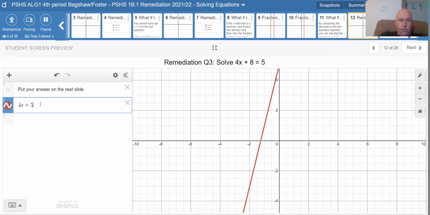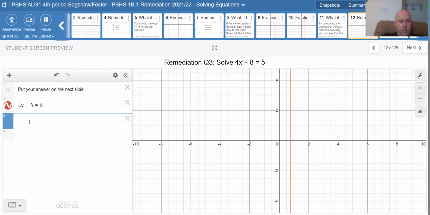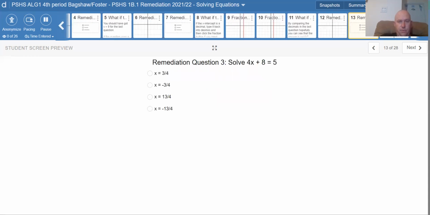So remediation, looking at some of the next ones, solve 4x plus 8 equals 5. So I'm just going to type this straight in. As it actually has an x in it, I can type in an x. It says 0.75. If I do need to find out what that is as a fraction, I can type that in, and the answer is 3/4. So there we go. I can just go ahead and select that straight away.